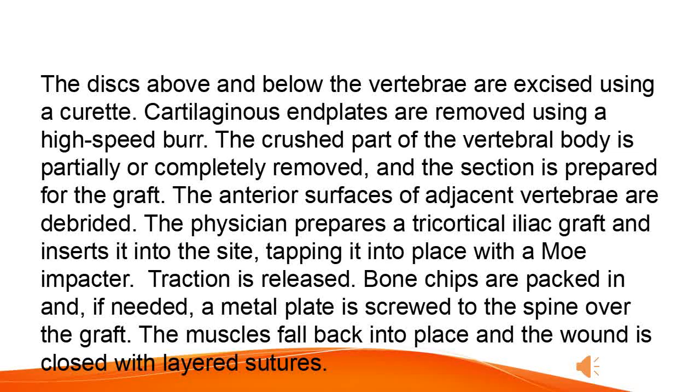The anterior surfaces of adjacent vertebrae are debrided. The physician prepares a tricortical iliac graft and inserts it into the site, tapping it into place with a Mo impactor. Traction is released. Bone chips are packed in and, if needed, a metal plate is screwed to the spine over the graft. The muscles fall back into place and the wound is closed with layered sutures.